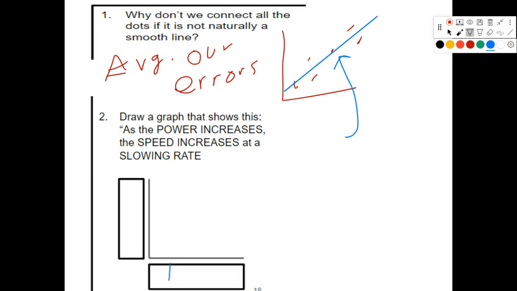All right, so power is going to be the variable we changed on purpose. And speed is the variable we're measuring. And we want to show that it increases at a slowing rate. So it's going to be a line that goes up, but it's going to go up at a slowing rate. If you drew that line, you did a great job, because here it would be going up fast, and here it would be going up slow. So fast to slow is slowing.